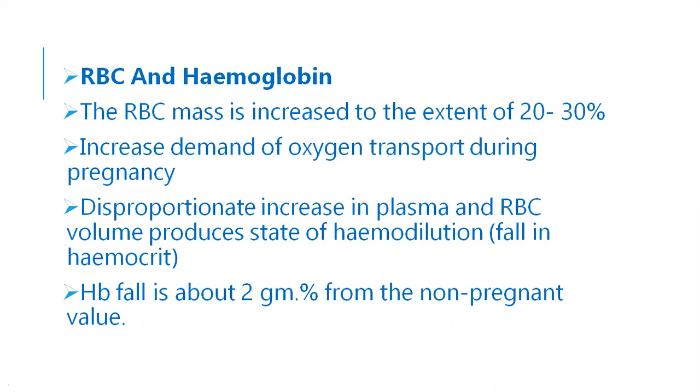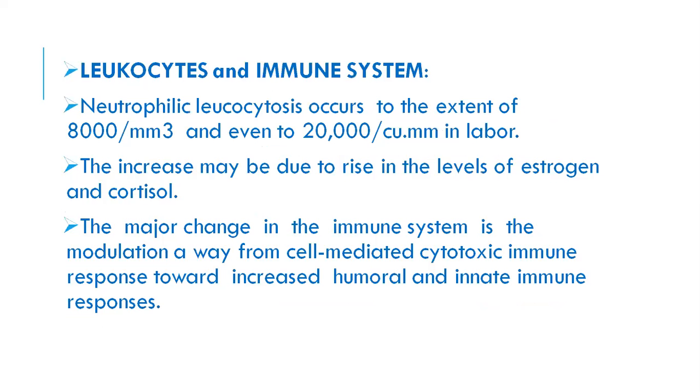What happens to RBC mass and hemoglobin? The RBC mass is increased to the extent of 20 to 30%. Due to increased demand for oxygen transport during pregnancy, there is a disproportionate increase in the plasma to 50% and RBC volume around 20%, which causes hemodilution. So hemoglobin falls about 2 grams from the non-pregnant level.